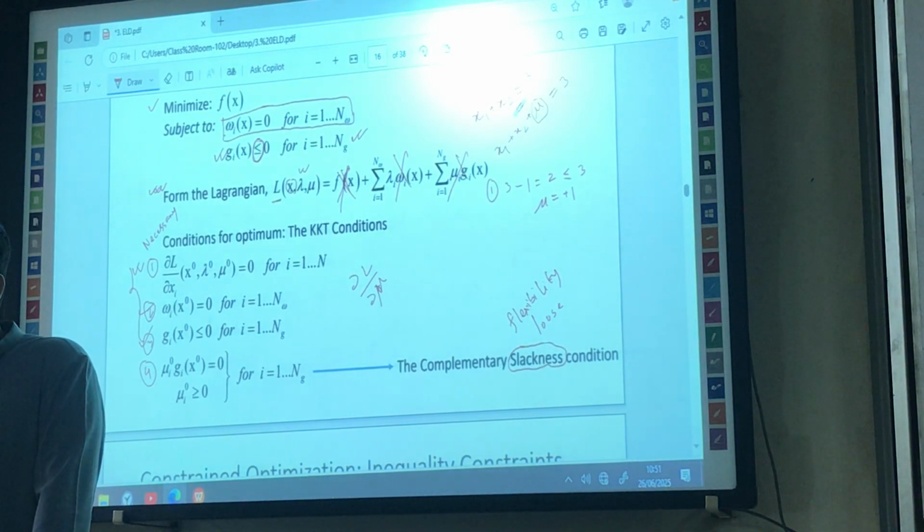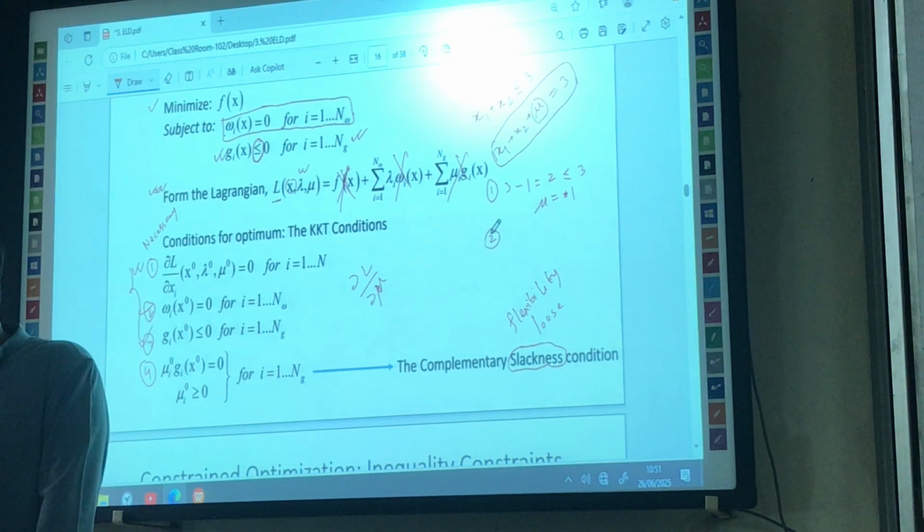If this is the case, and using this formulation, we are converting the inequality constraint into the equality one. So what will be the value of mu for this case? It will be plus 1, right? Actually it will be 1, because the plus sign is already here. Okay, now think about another case.